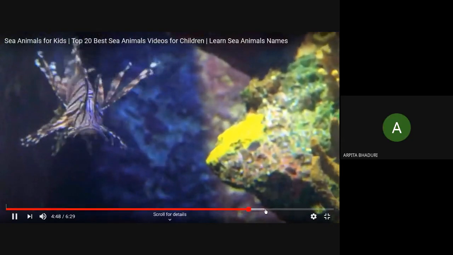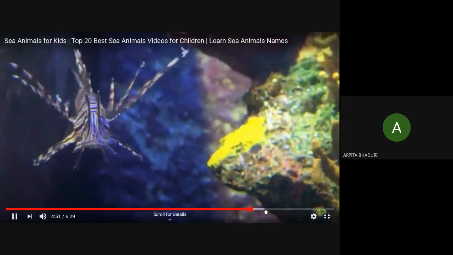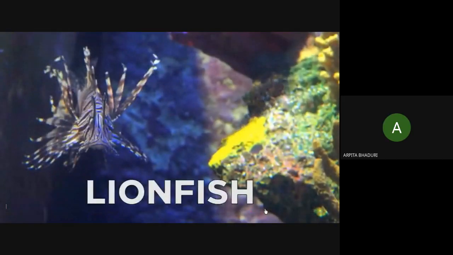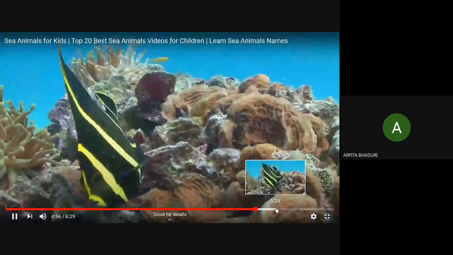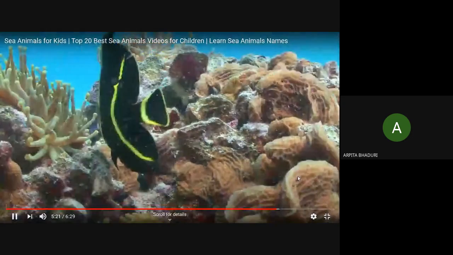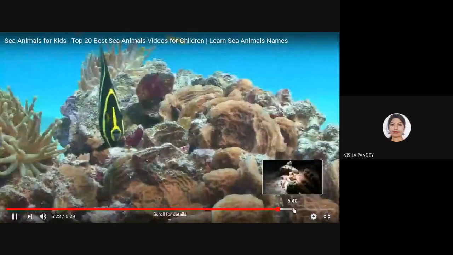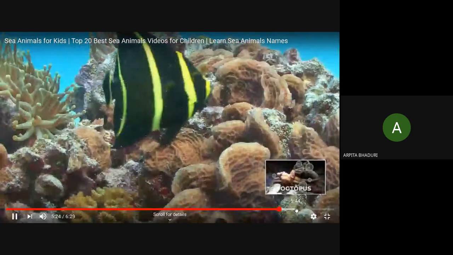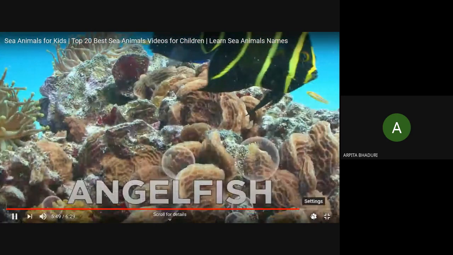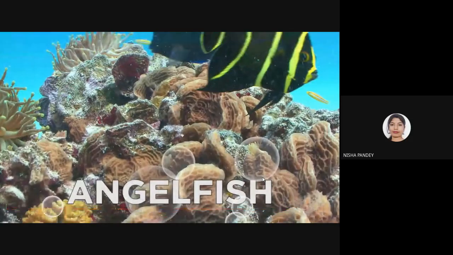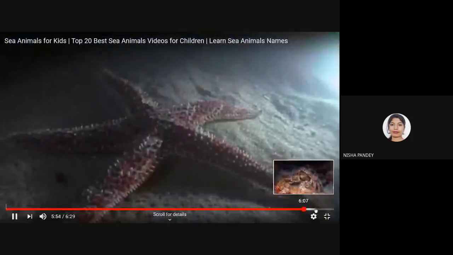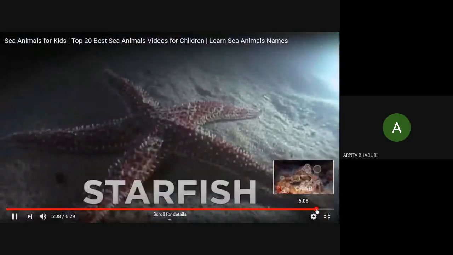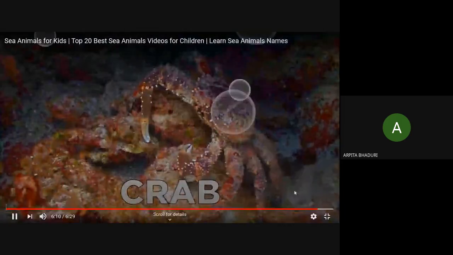And this is the lionfish. See, when it spreads out its fins, it looks like a lion. This is one more beautiful fish. This is the angelfish. Okay. Angelfish. And this we have already seen. The next one is the starfish. And this is the crab.